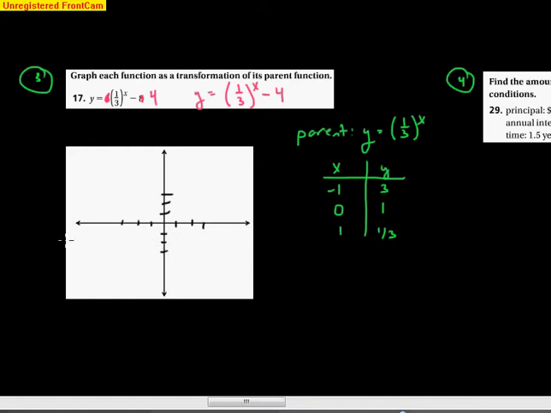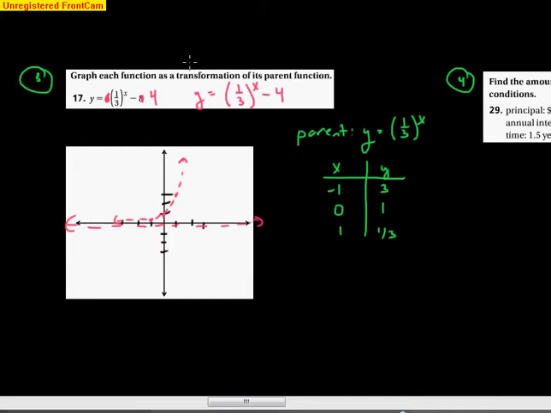And now we do have an asymptote here on the x-axis. I'll graph this in red. So -1, 1/3, 0, 1, 1, 3. And I'll make it dotted. Okay, and it just goes towards that asymptote, never touches.